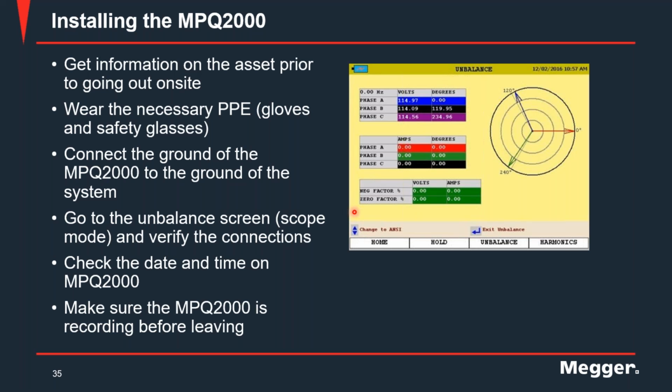Okay. Simple things like make sure that the recorder is recording before you leave. Once you hit the record button, it switches over to the recording screen. It says recording on top. So when you see that recording screen, then you know that the recording has started, and now you're good to go.